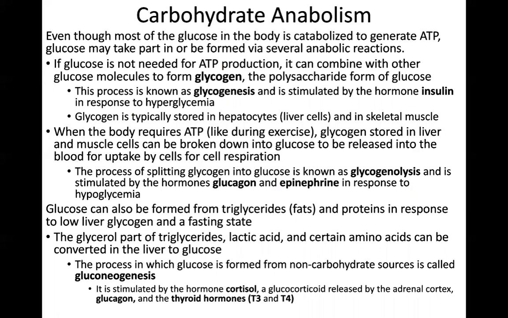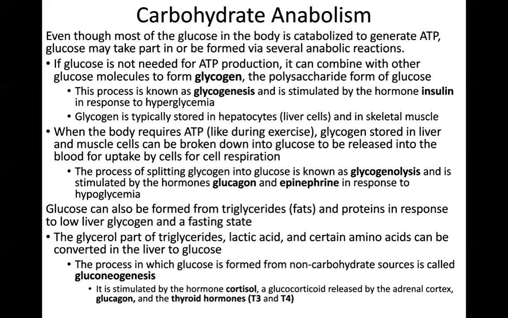Even though most of the glucose in our body is catabolized to generate ATP, glucose may take part in or be formed via several anabolic reactions. If it's not necessary for ATP production at that point, we can take glucose molecules bonded together, forming glycogen. We call this glycogenesis. Glycogen is a polysaccharide form of glucose. Stimulation is due to the hormone insulin that we release when we are hyperglycemic. What does hyperglycemia mean again? High blood sugar, high blood glucose.